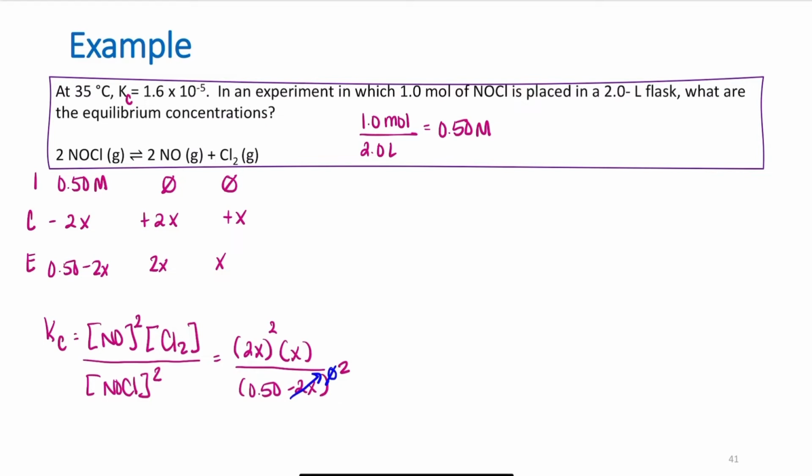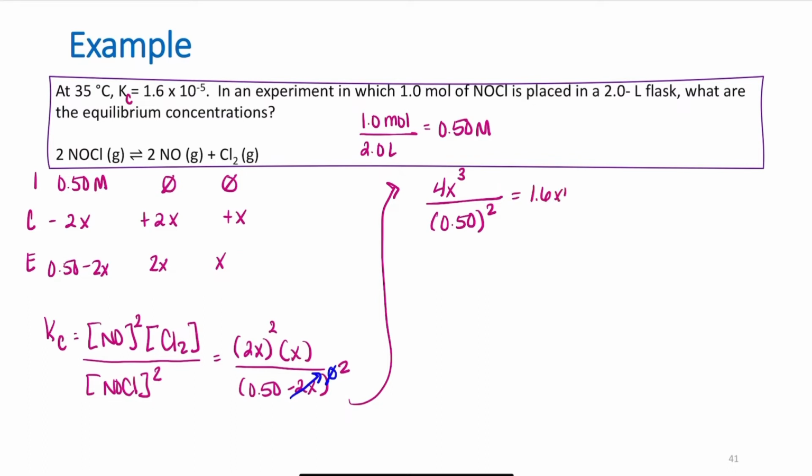So I can ignore that minus 2x down there and rearrange this equation so that it would be 2x squared times x, which is 4x cubed, divided by 0.50 squared. So I'm ignoring that minus 2x squared part. And again, you will cover the 5% rule very soon, in the very next chapter, I believe. Just trust me that we're going to ignore that x right now. You can't always ignore the x, but sometimes you can, and it just makes the math easier to deal with than a quadratic. When I solve this, it equals 1.6 times 10 to the minus fifth.